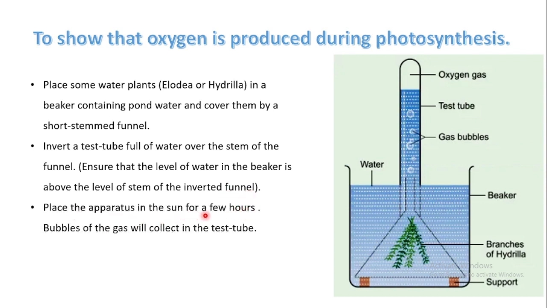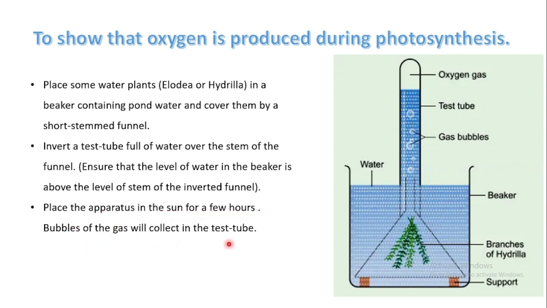Now place the apparatus in the sun for a few hours. As soon as you place it like this, a very little water will flow out, and there will be complete water in this test tube. But when you keep it in the sunlight for a few hours, you will see that a few bubbles are arising, and this part starts to fill up with gas. So the water will be pushed down. So place the apparatus in the sun for a few hours.